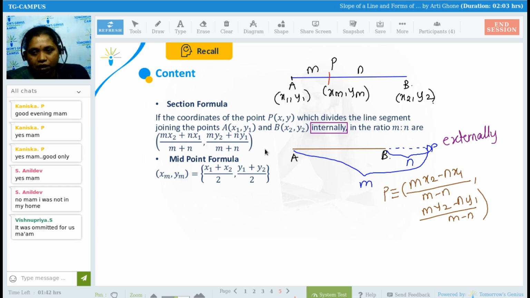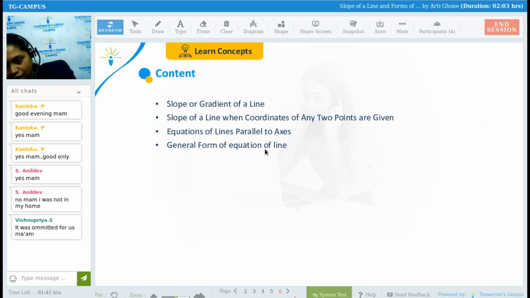Clear? Now, the midpoint formula: the division is becoming half-half. So the m part is half, the n part is half, and based on that only, we got the formula. So it is the half-half ratio, the midpoint: x1 plus x2 by 2, y1 plus y2 by 2. Recalled, noted. Now keep in your mind, it is no more omitted for you. It is required in your calculations of 11th JEE.